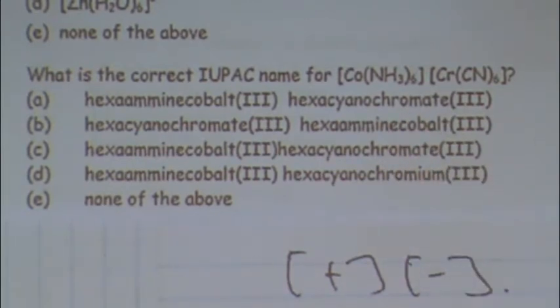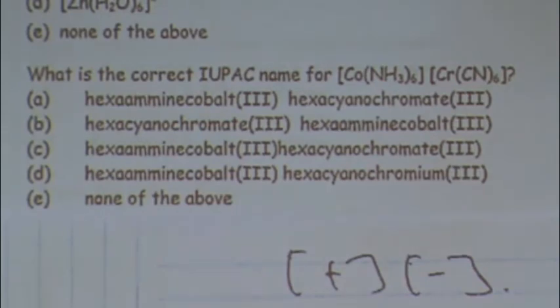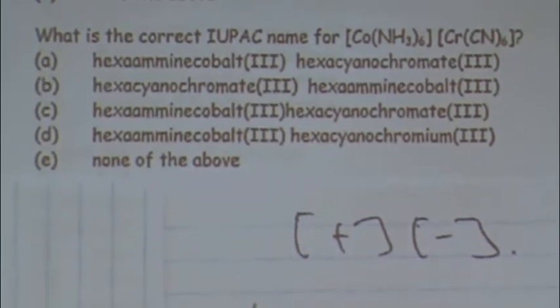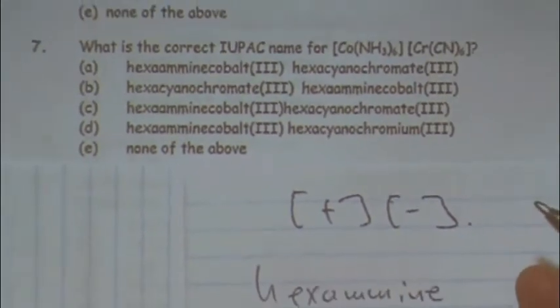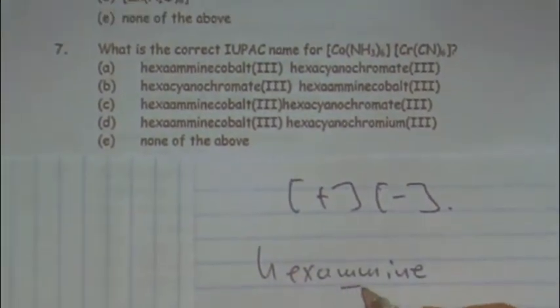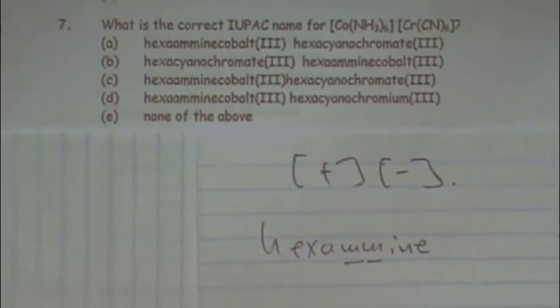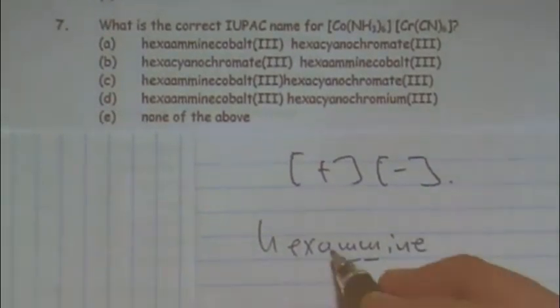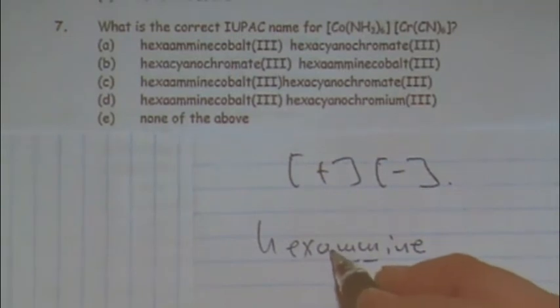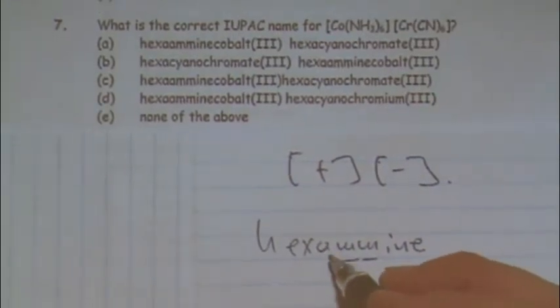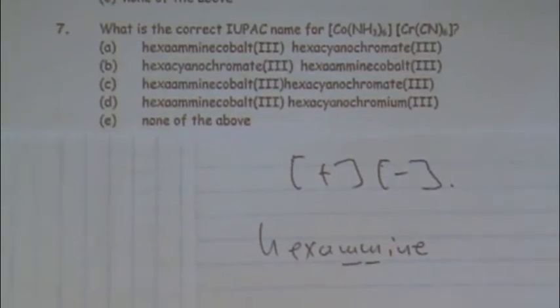So it's hexa, ammine. We have 6 ammonia molecules, and it has to have double M, not one. The single M is for something else. So it's hexaammine. Usually you put 1 A instead of 2. You can have 2. If you put 2, that's okay. We're not going to mark it wrong.